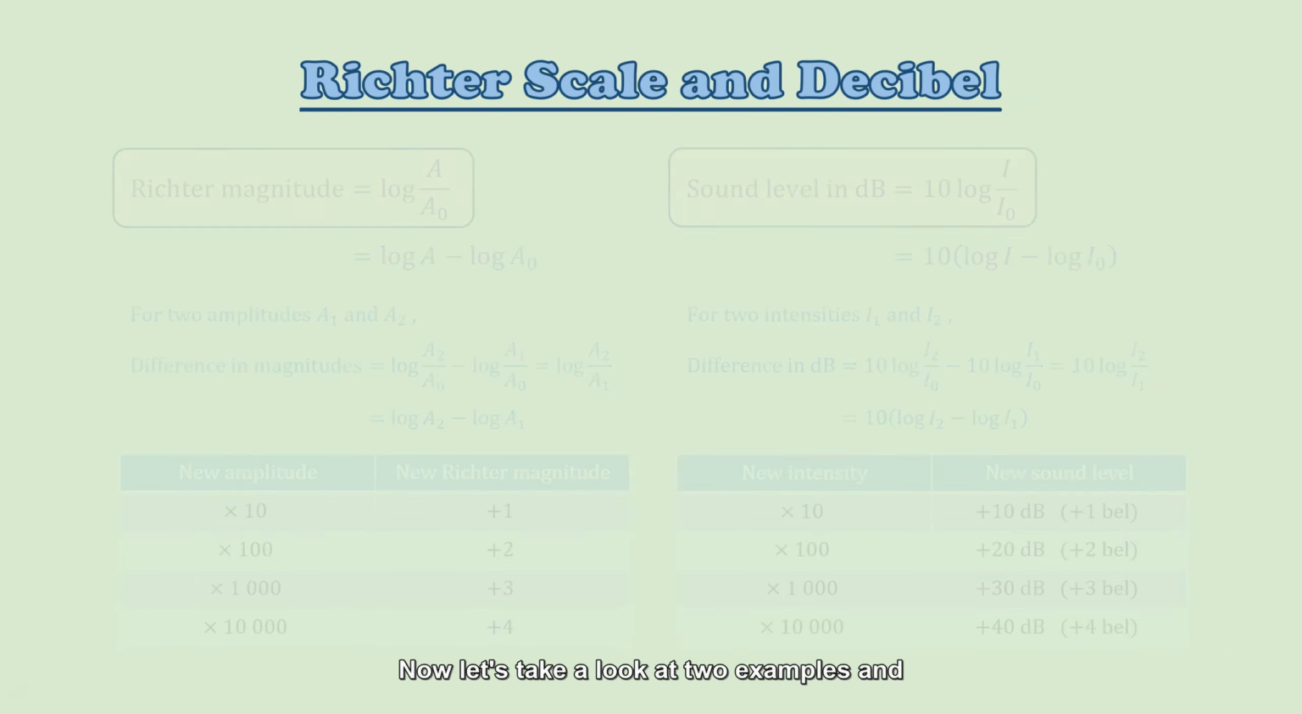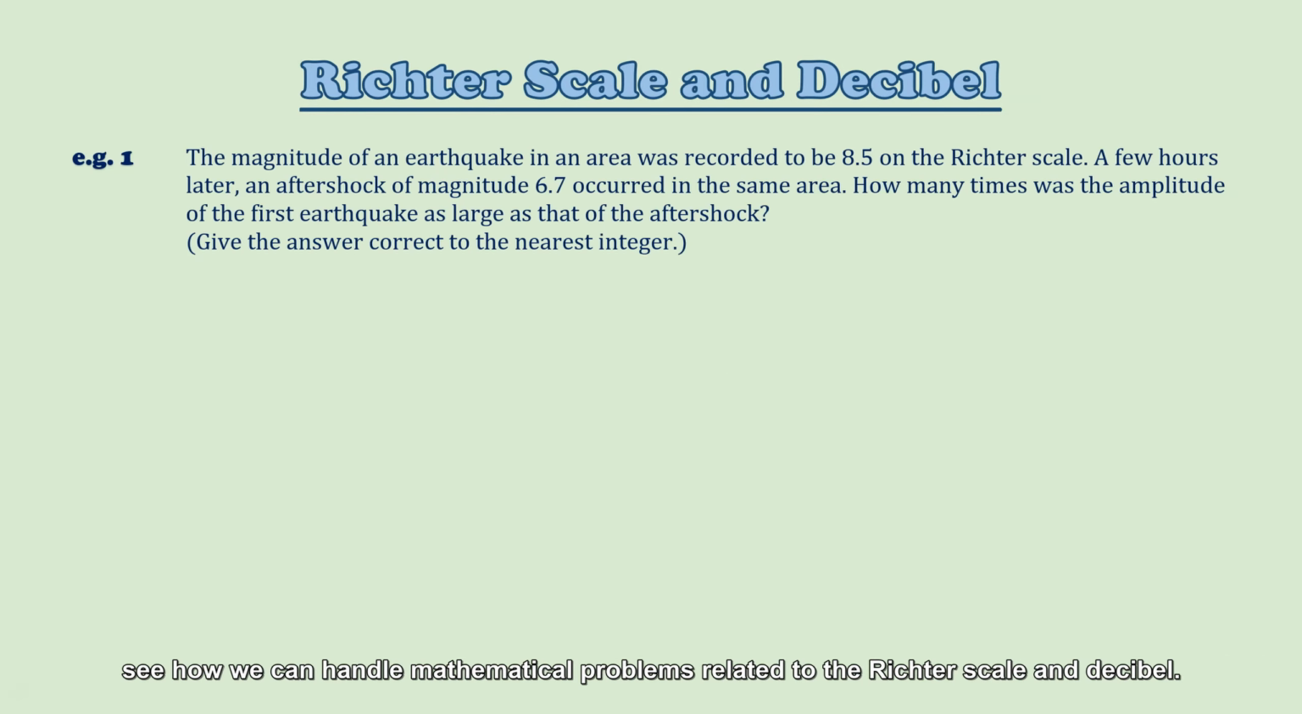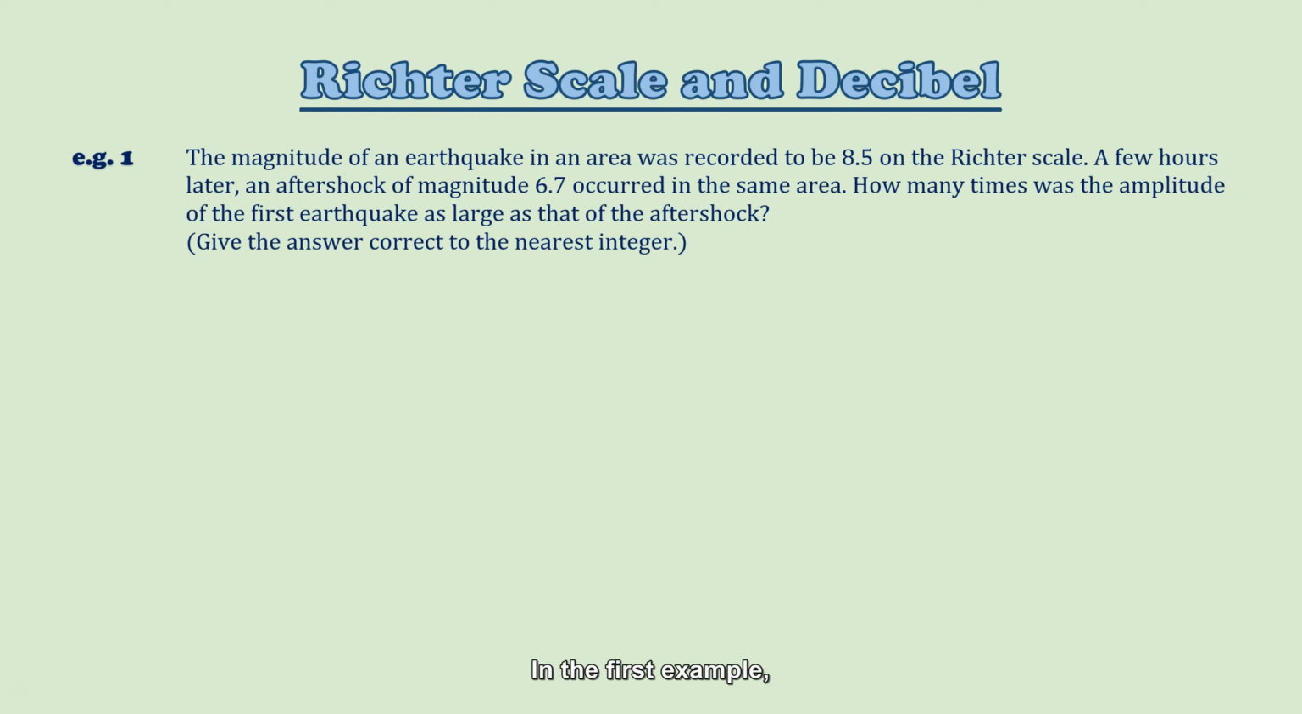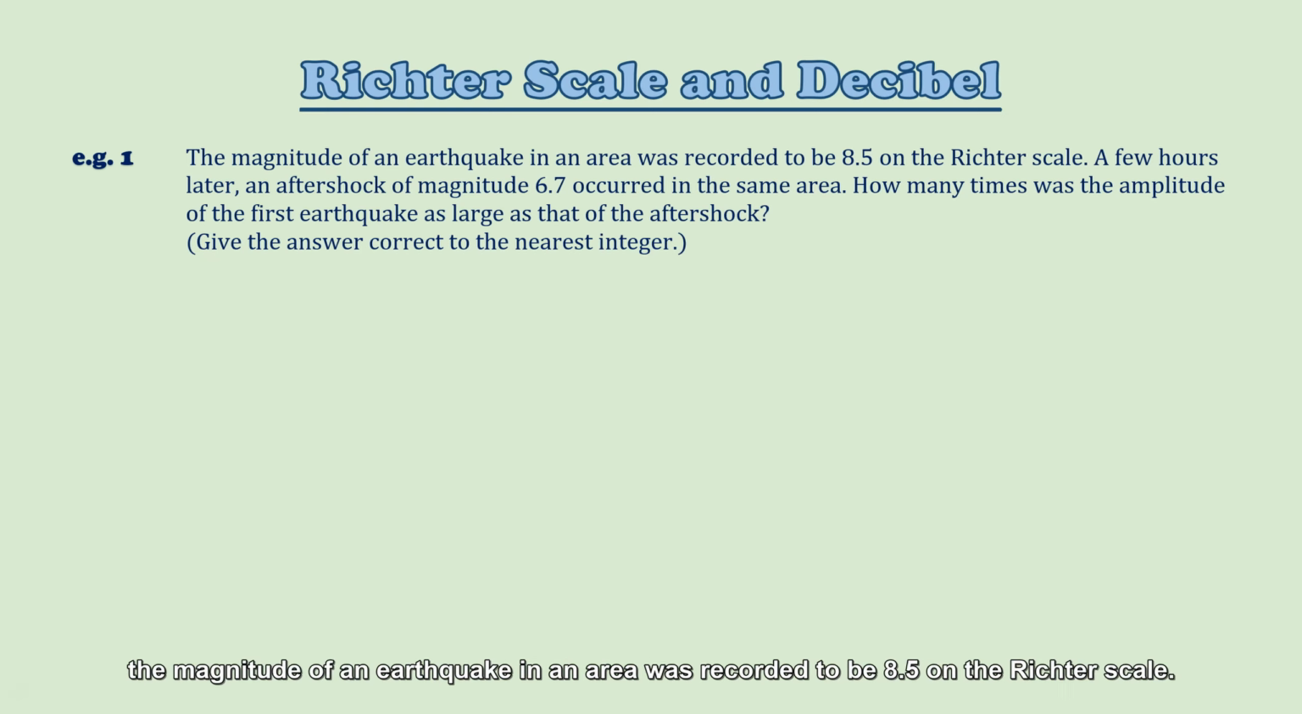Now let's take a look at two examples and see how we can handle mathematical problems related to the Richter scale and decibel. In the first example, the magnitude of an earthquake in an area was recorded to be 8.5 on the Richter scale. A few hours later, an aftershock of magnitude 6.7 occurred in the same area. How many times was the amplitude of the first earthquake as large as that of the aftershock?